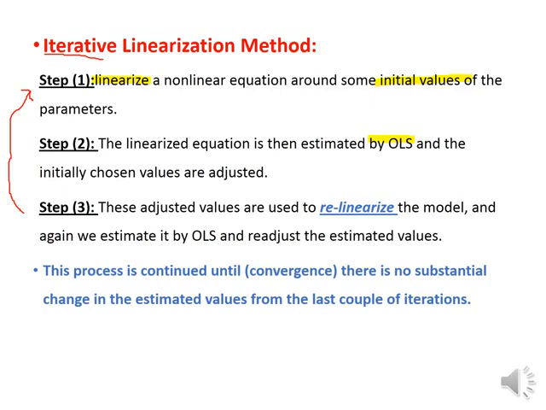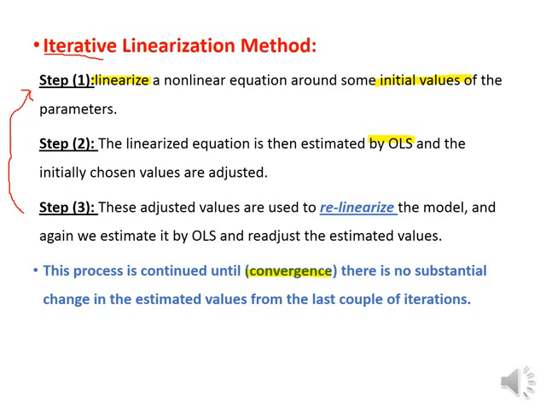But when does this process stop? Actually, this process continues until what is called convergence. By convergence, we mean that there is no substantial change in the estimated values from the last couple of iterations. As if I have 1,000 iterations, then in the 1,999th iteration, the difference between the last couple of iterations can be ignored, approximately equal to 0. There is no substantial change in the estimated values from the last couple of iterations.